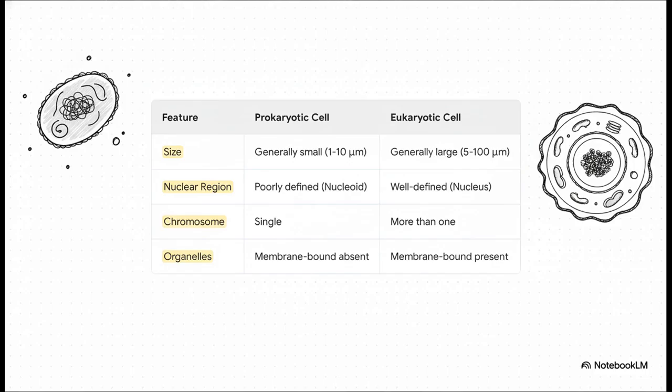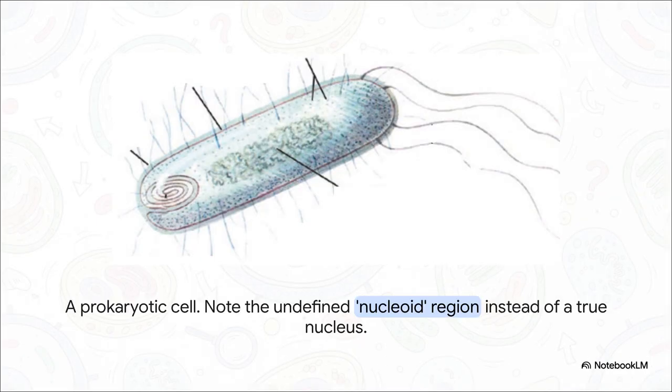Eukaryotic cells, which make up plants and animals like us, have a true nucleus, properly enclosed in a nuclear membrane. But prokaryotic cells, like bacteria, don't. Their genetic material just floats around in a poorly defined region called the nucleoid. Also notice that prokaryotes are much smaller, have just a single chromosome, and are missing other complex parts called membrane-bound organelles. Here's a diagram of a prokaryotic cell, like a bacterium.